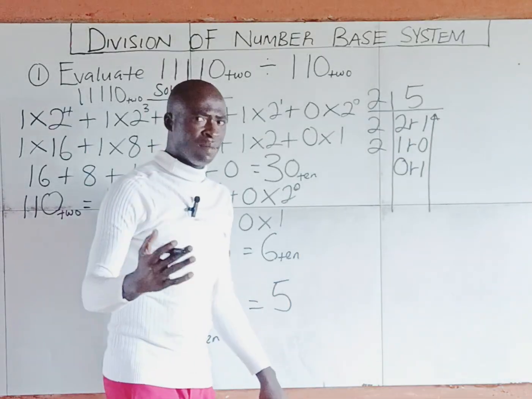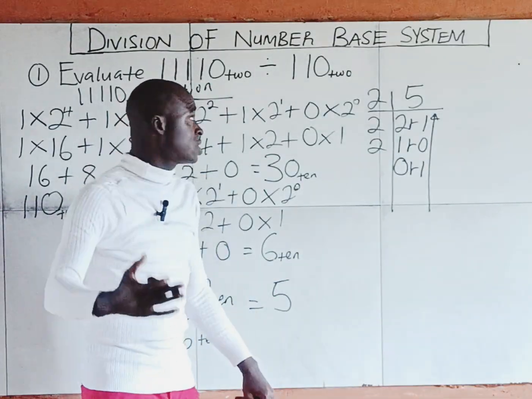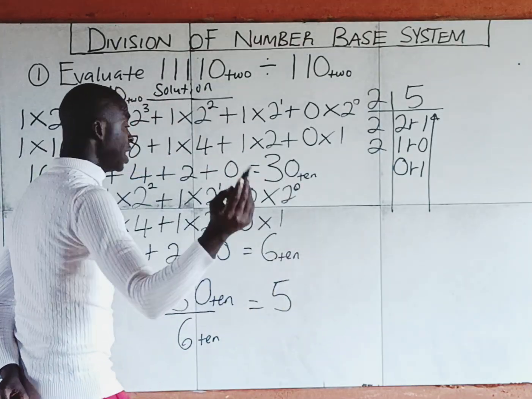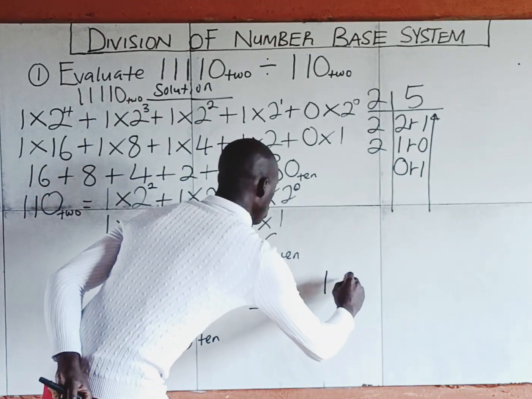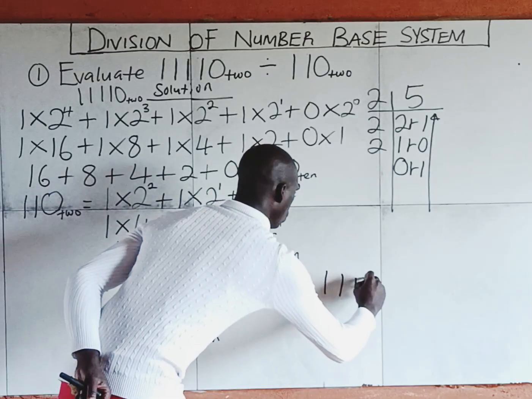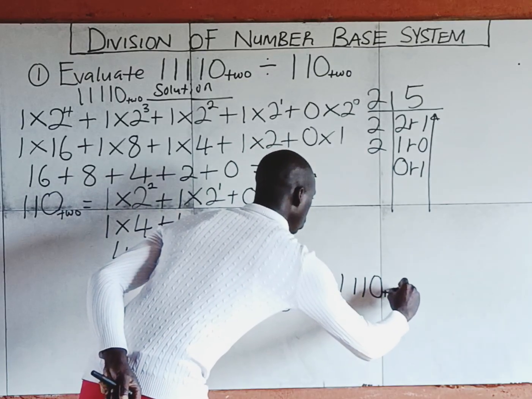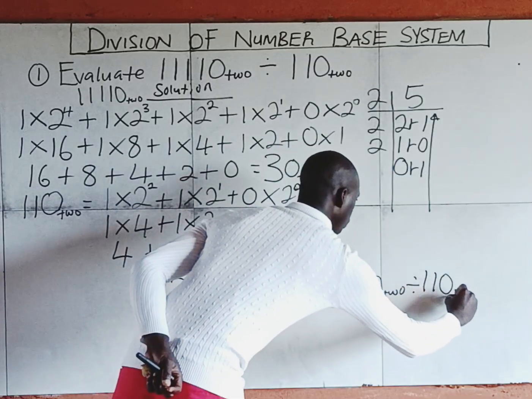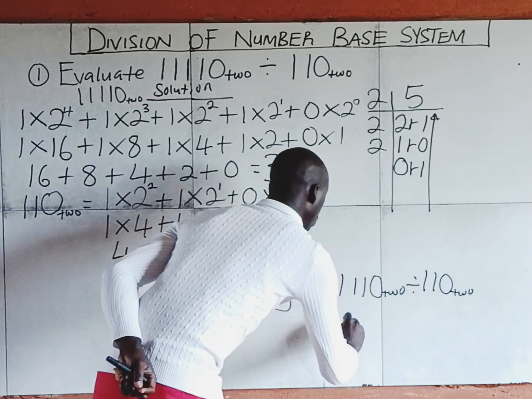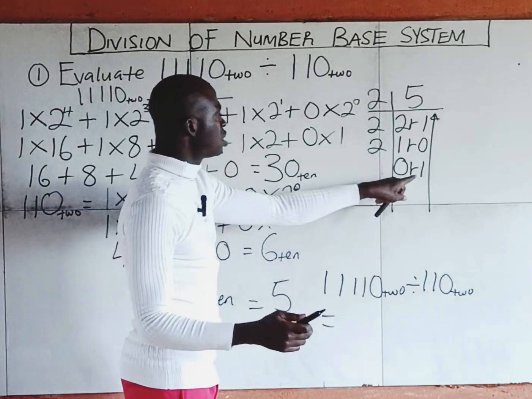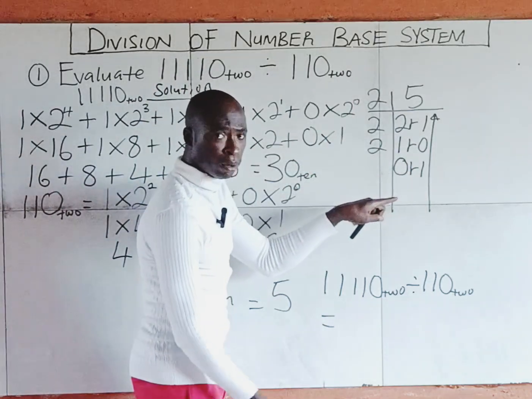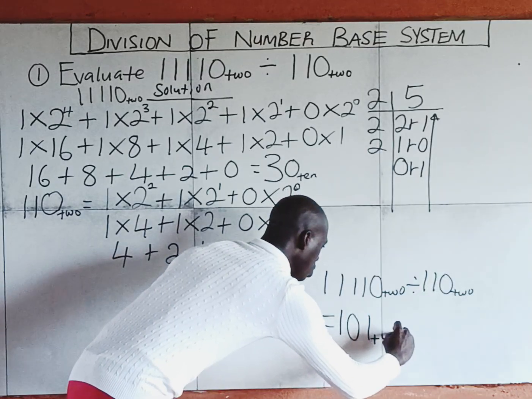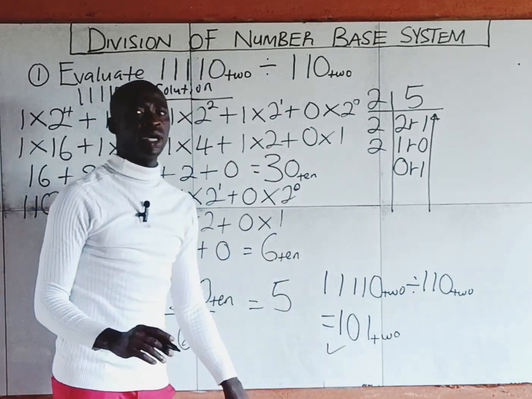For the purpose of your exam, especially theory questions, when you want to present your final answer, you go back to your original question and rewrite it. This is how I'm going to write my final answer. So watch me. It becomes 110 base 2 divided by 110 base 2 is equal to, now I can write my final answer. My final answer is 101. You move it from bottom to top. So this is the final answer to our question. This is the solution to question number 1.